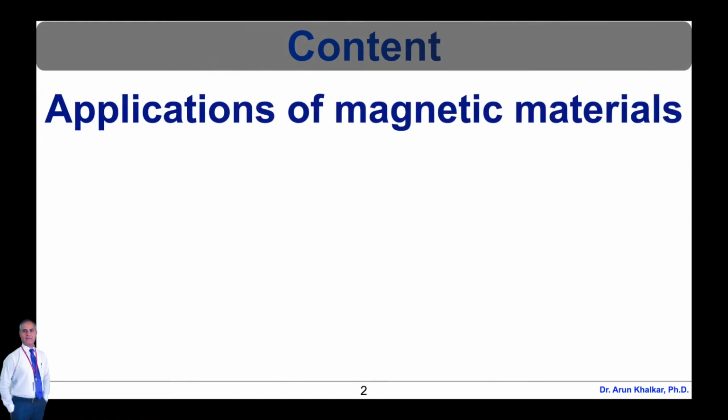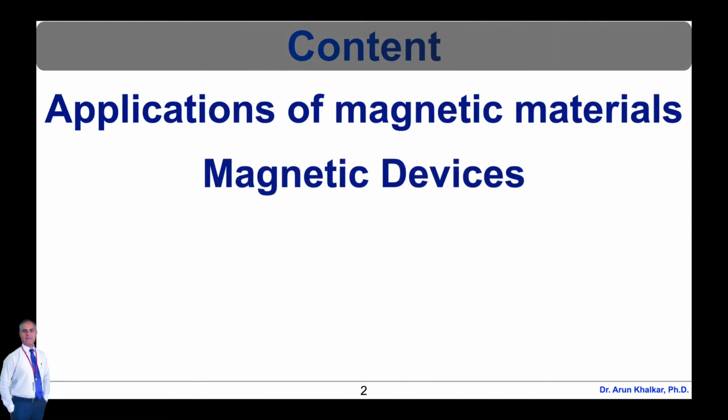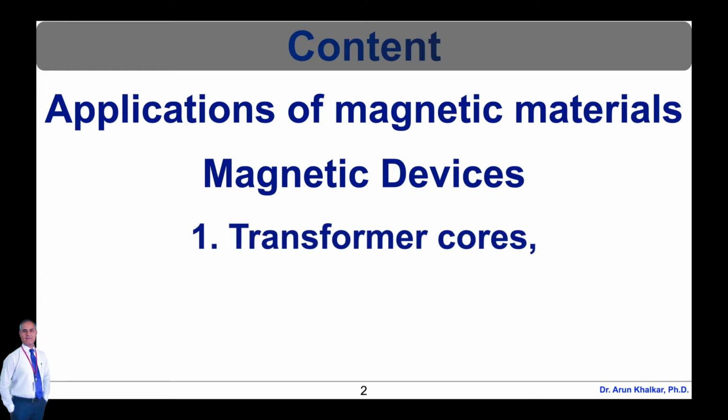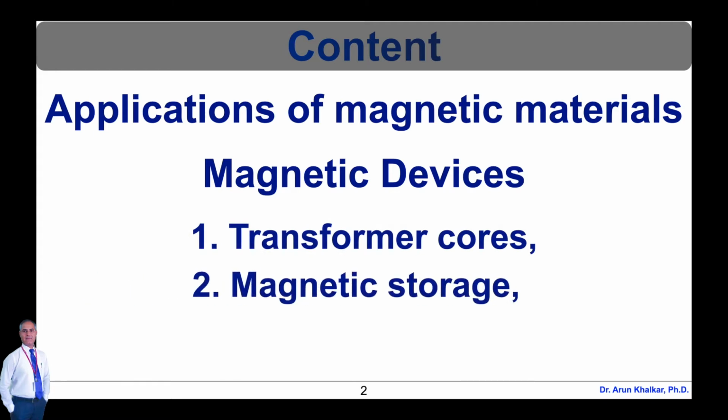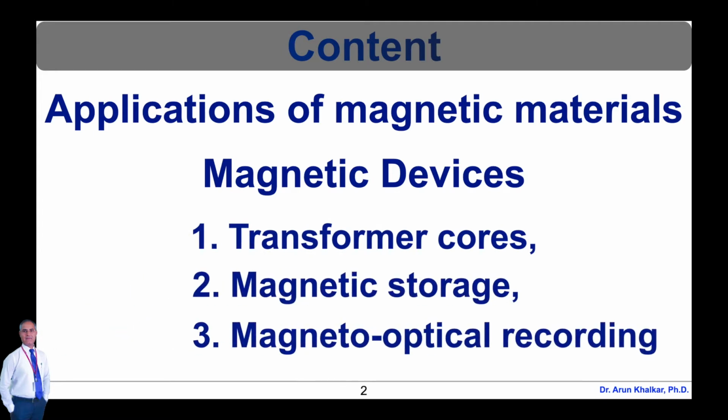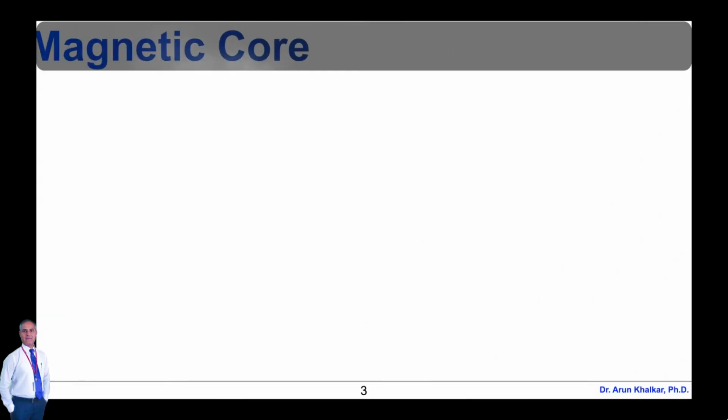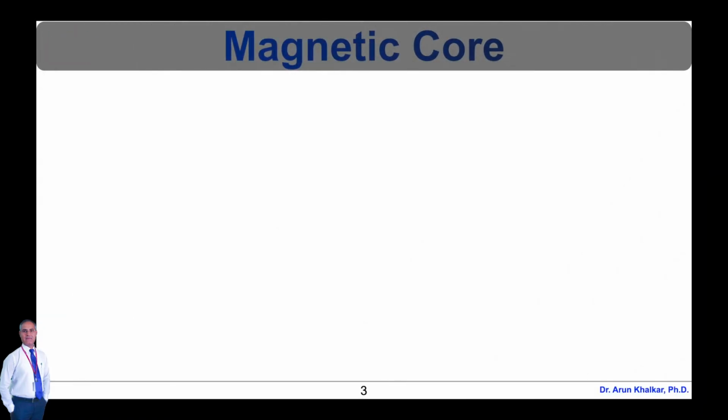I will explain about the applications of magnetic materials, mostly magnetic devices, which includes transformer cores, magnetic storage, and magneto-optical recording. First of all, let's understand what is magnetic core.